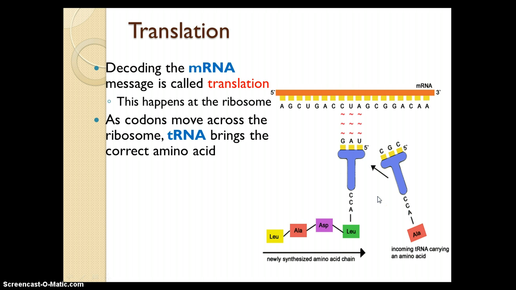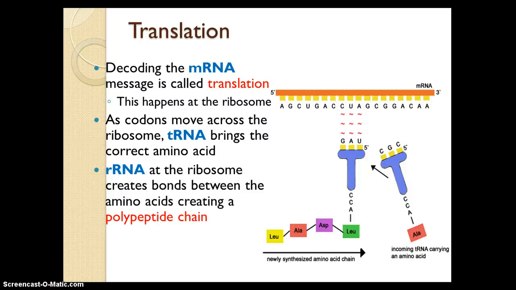And it continues on in this pattern until it reaches a stop codon, and then you've got the full amino acid chain. So rRNA is actually part of the ribosome. It's actually making up the structure of the ribosome, and its job is to create bonds between these amino acids so that it creates a big long chain.